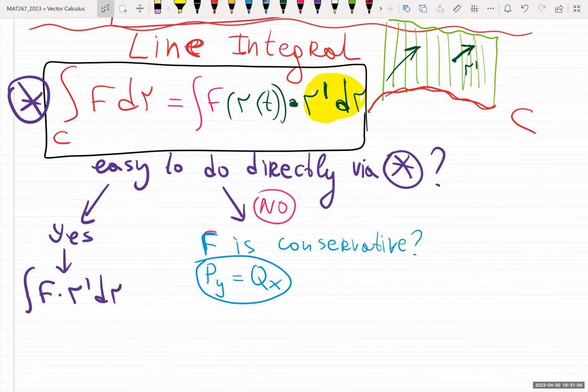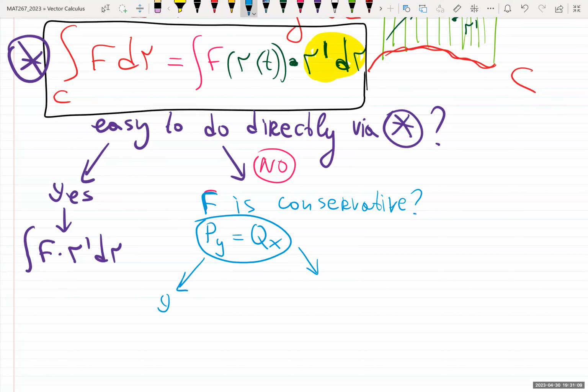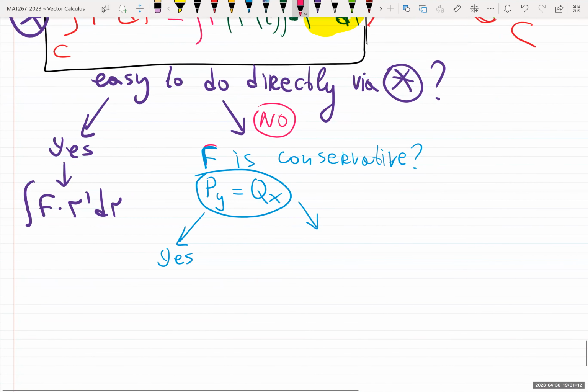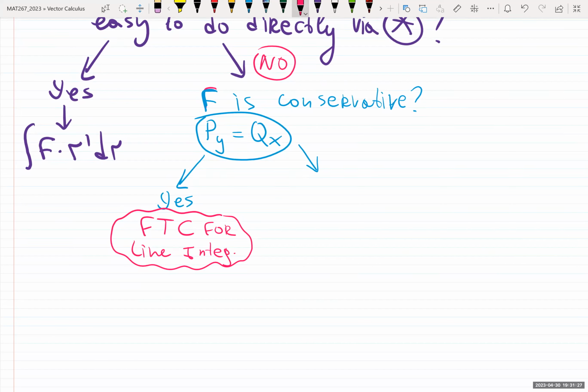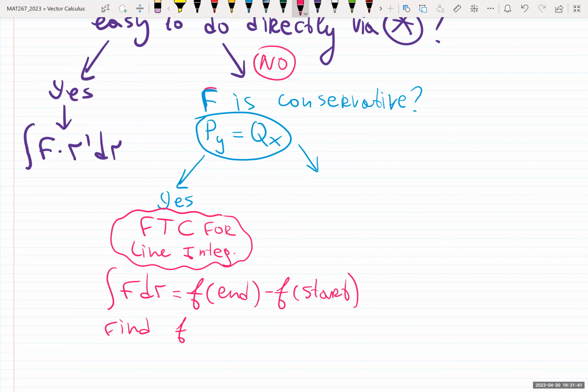We do that. If the answer is yes, then we can use the fundamental theorem of calculus for line integrals. That's the long name of it. Fundamental theorem of calculus for line integrals, which is: you find small f, and the integral of F dr equals small f at the ending point minus small f at the starting point, where you need to find first f, which is the potential function.